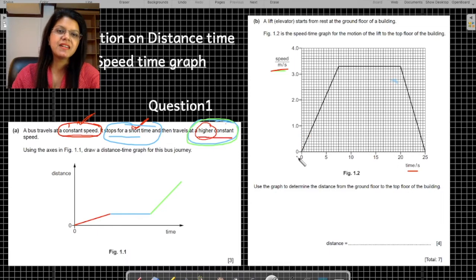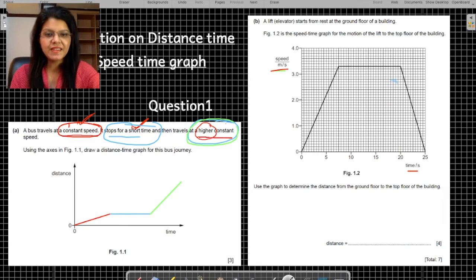Initially, when it starts from the ground floor, the speed is going up. The speed is increasing from 0 to 1 to 2 to 3 point something. Then it moves at a constant speed for some time. Now here it is about to reach the top floor. It starts applying the brakes. The speeds are going down. Right? So to find the answer for B, which asks for the distance from the ground floor to the top floor, we find the area under the graph.